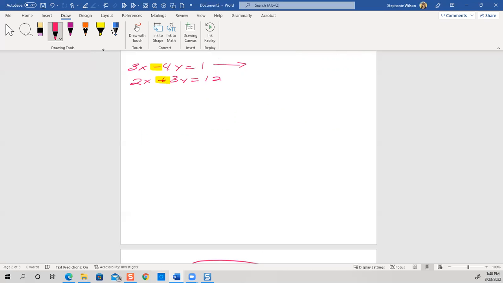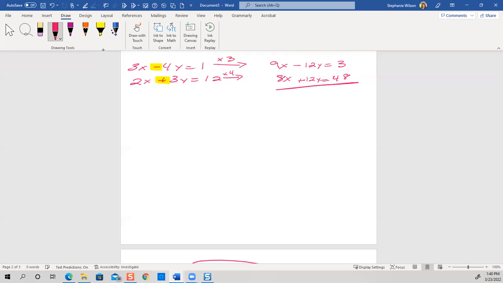So we're going to multiply this top row by 3. So I got 3 times 3x is 9x. 3 times negative 4y is negative 12y. And 3 times that 1 is 3. This one here, I need 12 in that place, but I need to multiply it by 4. So 4 times 2x, 8x. 4 times 3y, positive 12y. 4 times 12 is going to give me 48.